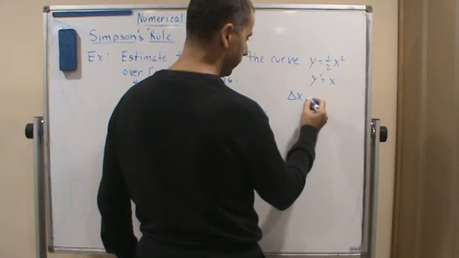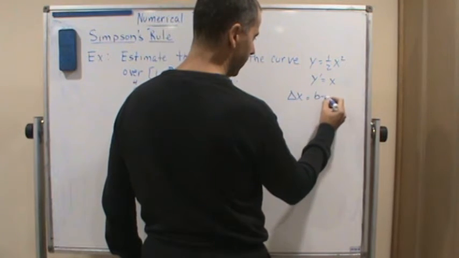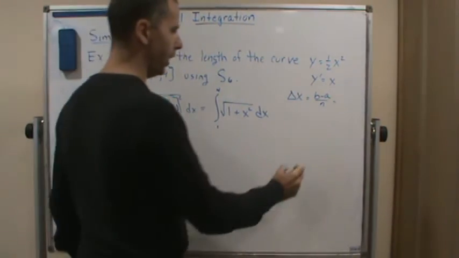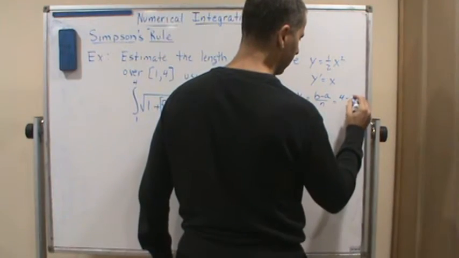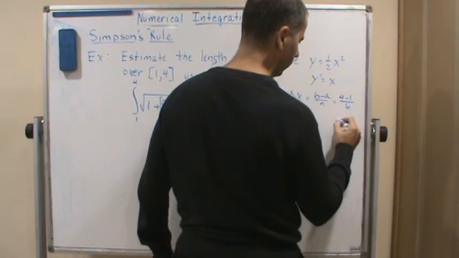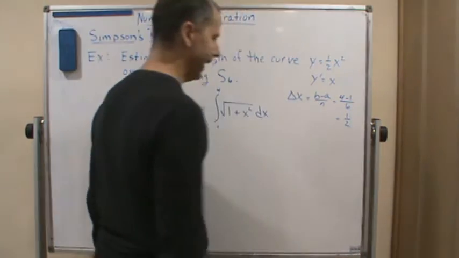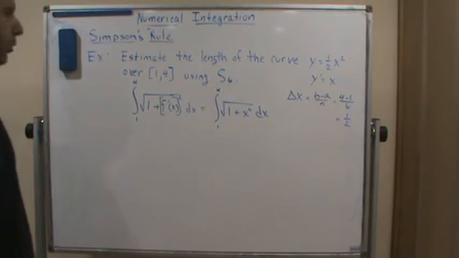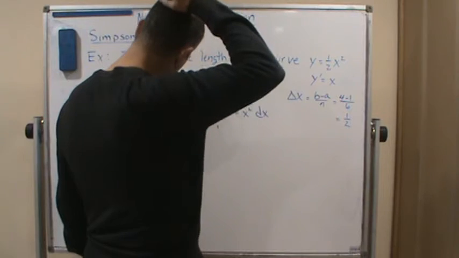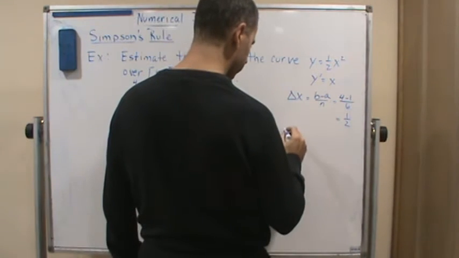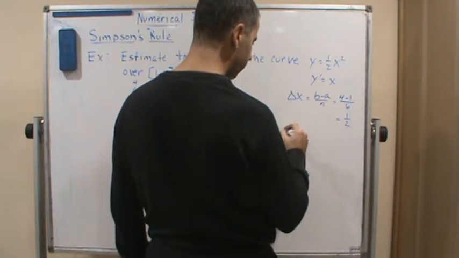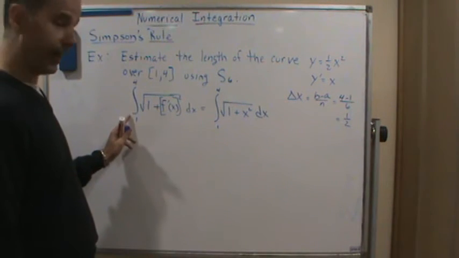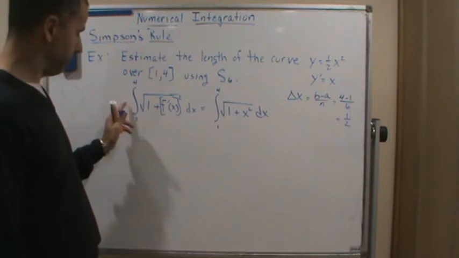In this case, we're doing b minus a over n, which is 4 minus 1 over 6, which will equal 1/2, right? 3 over 6. And so that means our intervals go by a half, right? So it goes from 1, 1.5, 2, 2.5, and so on.